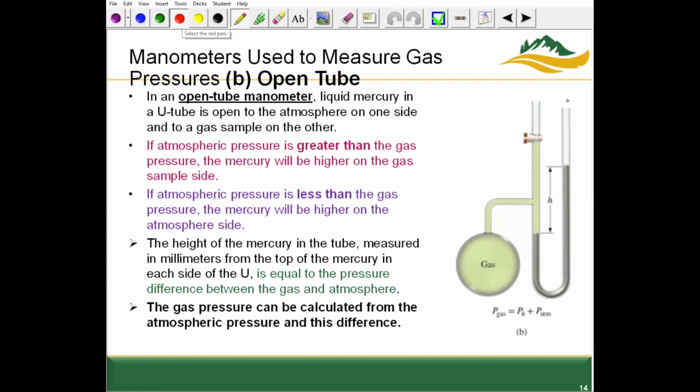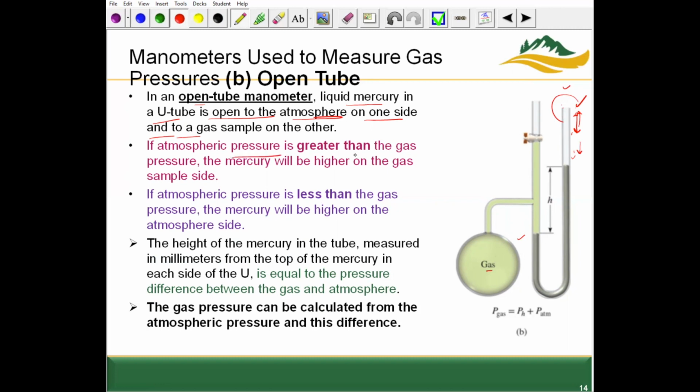Next, we have these open tube manometers. Notice here, this is not a closed off glass tube. This is open to the environment. It's open to atmospheric pressure. In this open tube manometer, liquid mercury in a U-tube is open to the atmosphere on one side and to a gas sample on the other side. As you could imagine, the pressure from the atmosphere could be applying pressure down, forcing the mercury to go the opposite direction. So the gas and the atmospheric pressure are sort of at odds here.